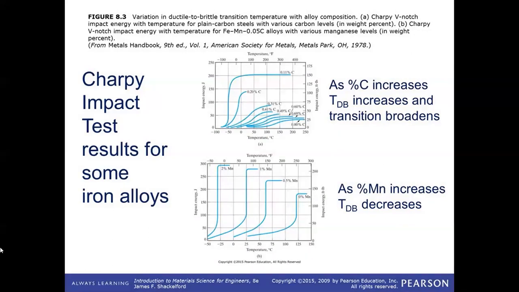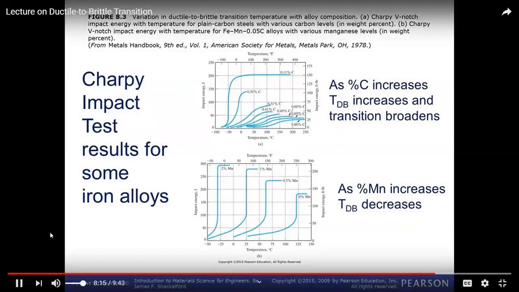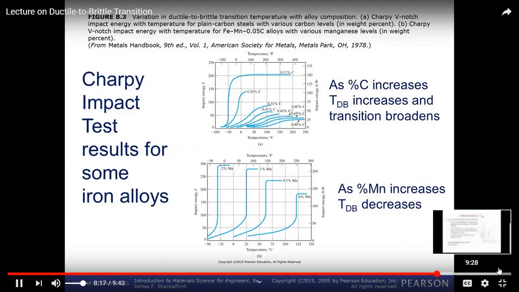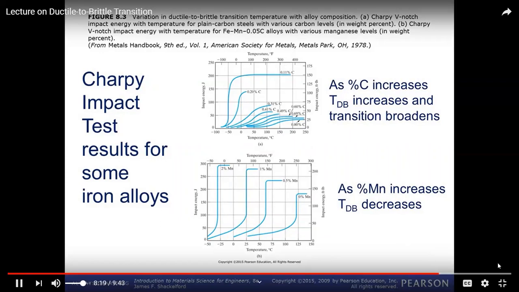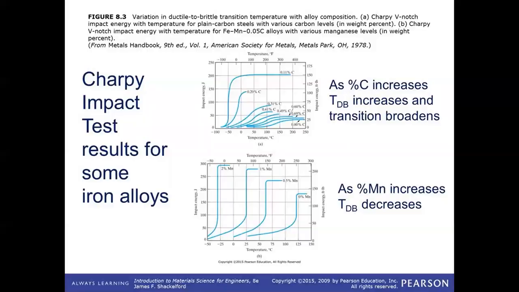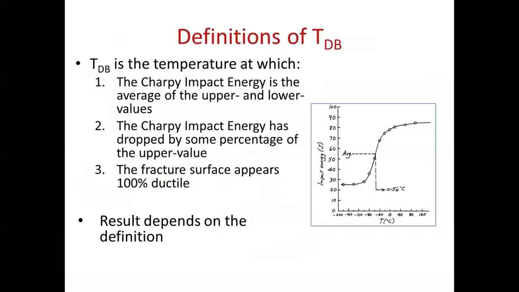And if it's ductile, you'll have some warning before it fails. If it's brittle, the sample or the machine part will look fine until it fails. So you can see that the actual shapes of the curve depend on the specific material that we're talking about. And that has led to different definitions of the ductile to brittle transition temperature.